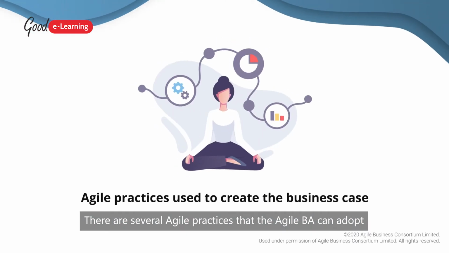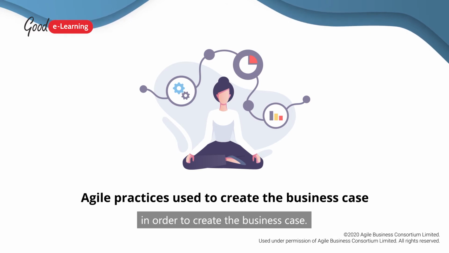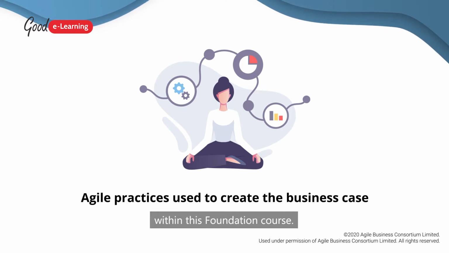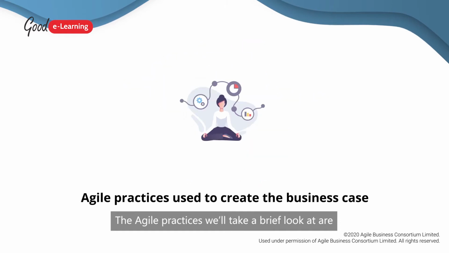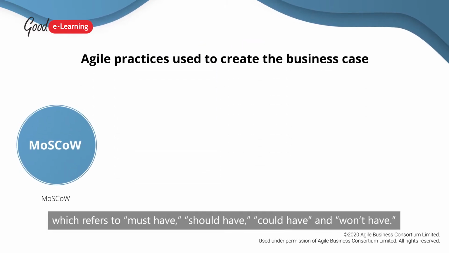There are several Agile practices that the Agile BA can adopt in order to create the business case. We'll introduce you to these here and explore each one in greater depth in the ensuing modules within this foundation course. The Agile practices we'll take a brief look at are MoSCoW prioritization, which refers to must have, should have, could have, and won't have.